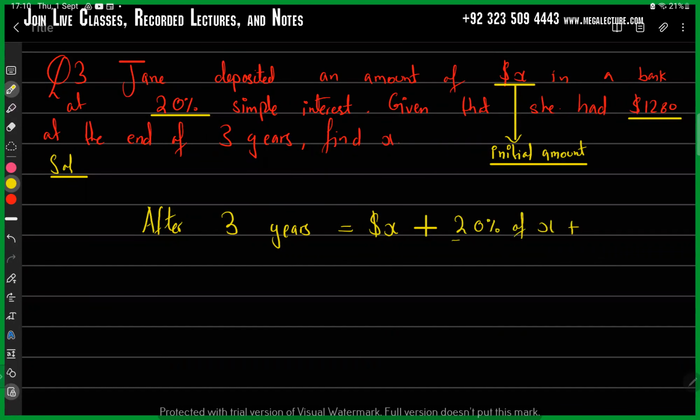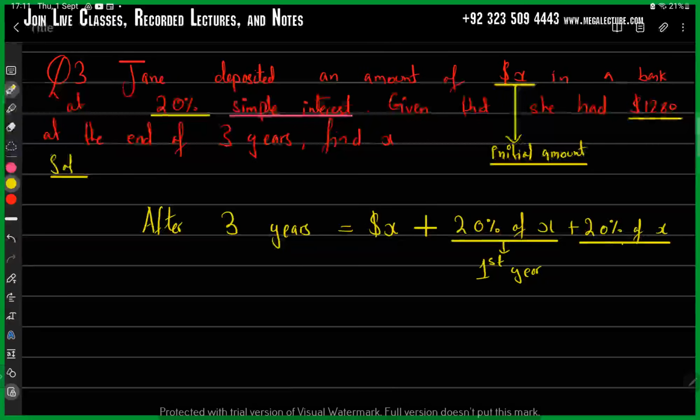This 20% of X is basically for the first year, right? This is going to be her amount after first year. X plus 20% of X is going to be her amount after first year. Then after second year, she is going to get another 20% of X, 20% of the initial amount. Why? Because it is simple interest. So every time we are talking about 20% of X because this is simple interest. And then this is basically for the second year. We are talking about 3 years, so plus 20% of X.